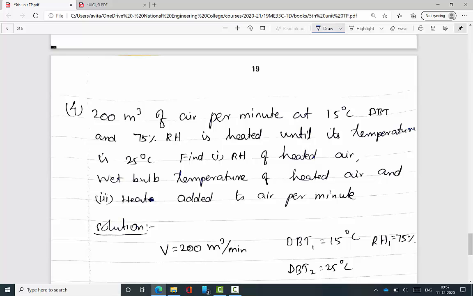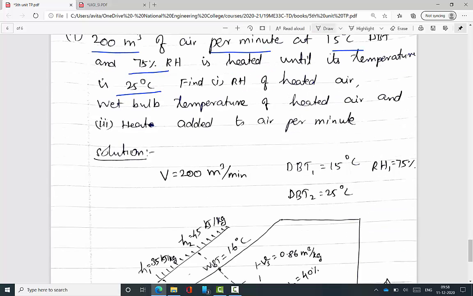200 meter cube of air per minute at 15 degrees Celsius dBT and 75% relative humidity is heated until its temperature is 25 degrees Celsius. The problem is related to sensible heating because temperature is only changed from 15 to 25 degrees Celsius. Find the relative humidity of heated air, the wet bulb temperature of heated air, and the heat added to air per minute. That's a very simple problem.